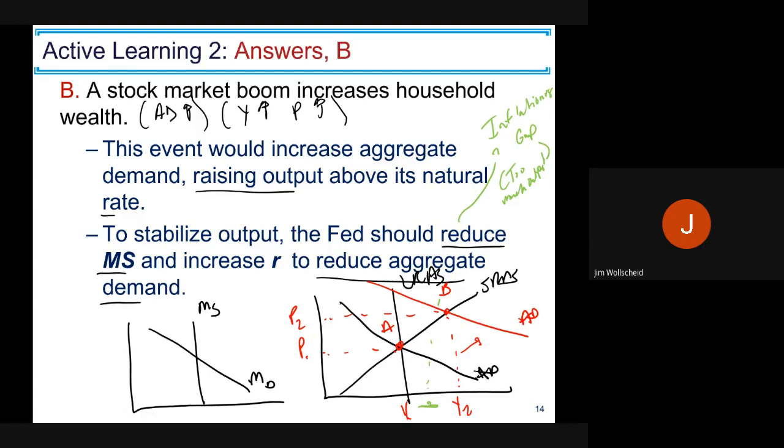Because remember, in the long run, we're running a marathon. We don't want to be sprinting in the middle of a marathon. So what we want to do is slow the economy back down. And how it does that is it decreases the money supply. And what that does is it increases the interest rate, and when that does, investment and consumption both fall.